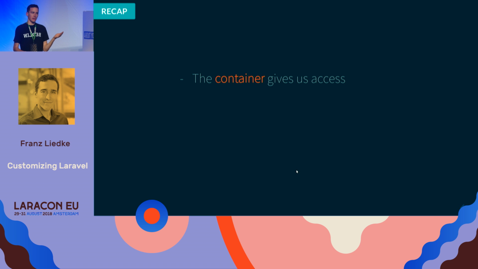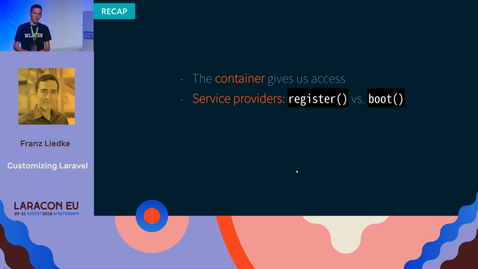The container is the tool that gives us access to all services in our application, so we can use that to hook into those services, extend them, change their behavior, replace them, and so on. Service providers are the place where we can do so, and we can add additional stuff to the app in register, extend bindings in register thanks to the container, and only pull stuff out of the application in the boot method.